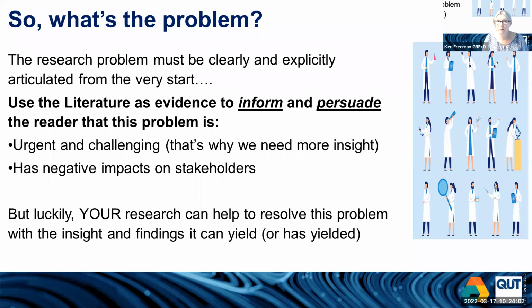Right, we're informing and persuading, remember? We want to persuade the reader that this problem that you're investigating is urgent, it's challenging, there's negative impacts on whoever your stakeholders might be. But luckily, we've got your research coming up to help resolve the problem. So the literature is evidence to say, yes, this problem exists, okay?